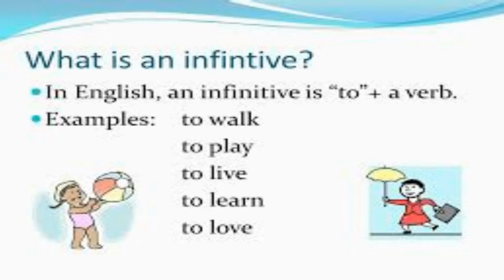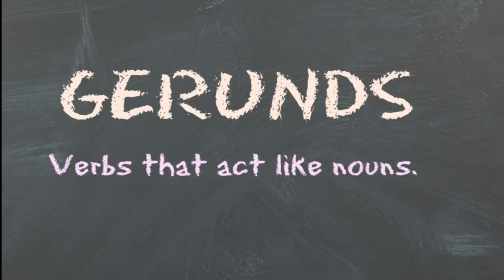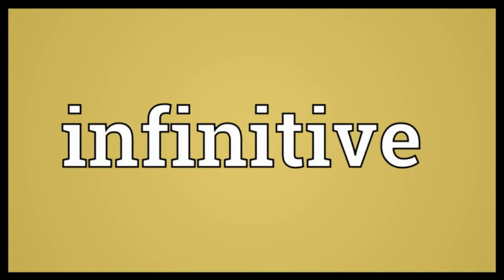Anyway, so this is the infinitive. After defining gerund and infinitive, now the central idea and the main idea in the lesson as a whole is the fact that there are certain verbs that should be followed by gerunds, other verbs should be followed by infinitives, and other verbs can be followed by both gerund or infinitive.